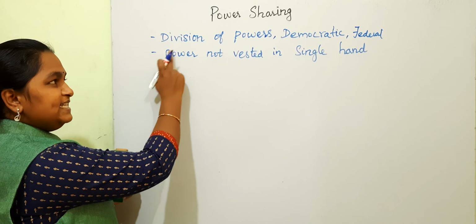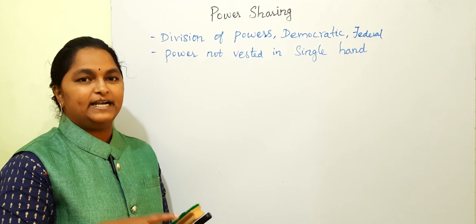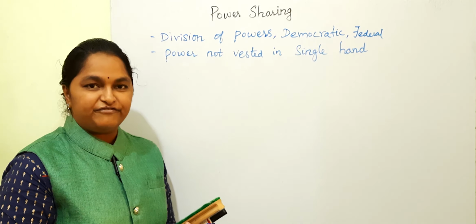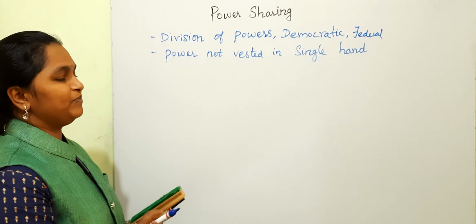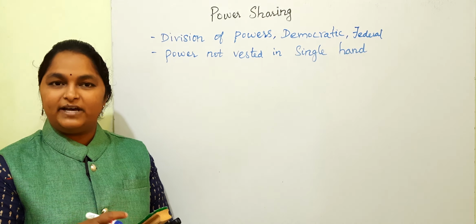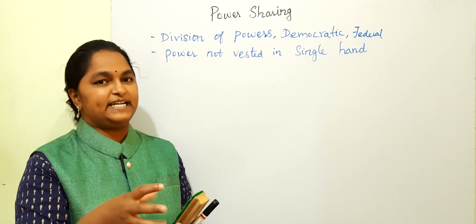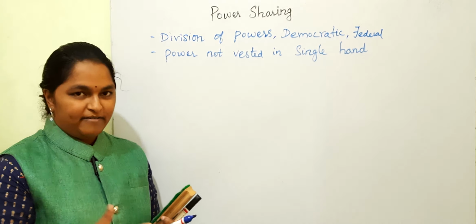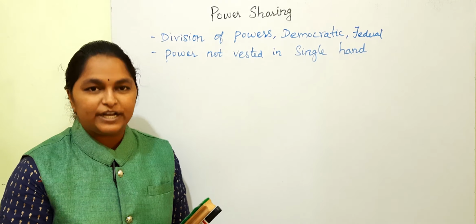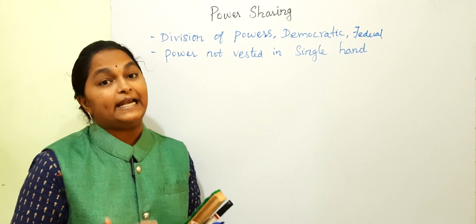See, power sharing is division of powers. The power is divided and given and shared to different levels of government and different organs of government. Why is power sharing very important? Because if the power is not shared, the power is vested in a single hand. When power is vested in a single hand, he or she becomes a despotic ruler or an autocratic country. So they may act as a Hitler.